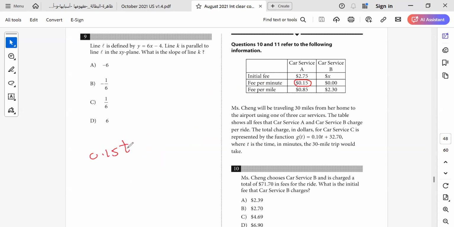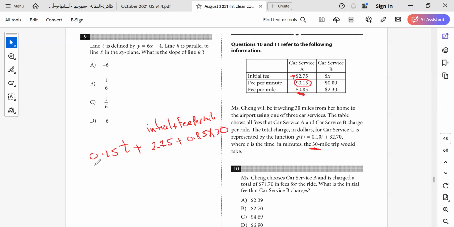That's per minute. Plus, there are other fees. Initial, paid without even using the car, plus fees per mile. And I already have the miles, already 30 miles. So the initial is how much? That's the initial, 2.75. Per mile, that's per mile, 0.85 multiplied by how many miles? 30.